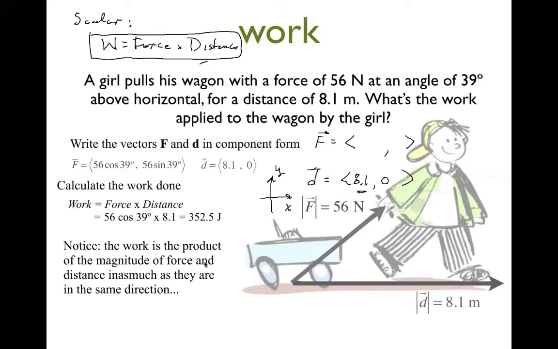So notice, work was the product of the magnitude of force and the distance, but only as much as they were in the same direction, right? We just took the amount of this 56 in the direction of the displacement. What is that? The dot product. Yeah, that's what we said the dot product was, right? So it's like the product of the magnitudes, but only as much as those vectors are in the same direction. So that's what 56 cosine 39 is. It's how much of the force is in the direction of the displacement.